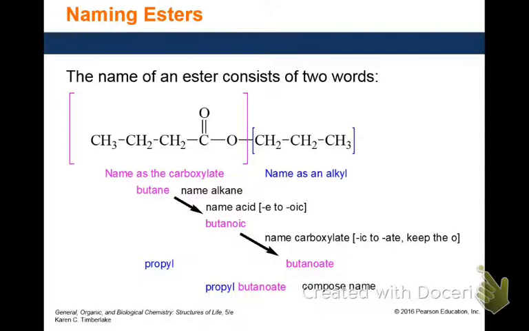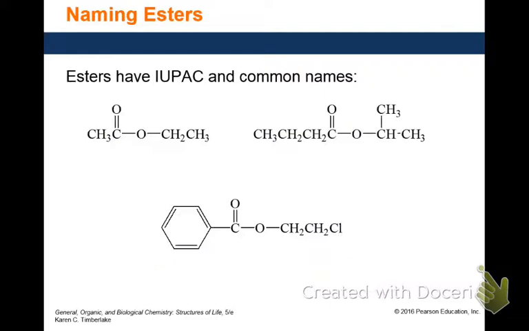Okay, we're going to practice. So I made 3. Did I say common names on here? Oh, I did. Hate that. Okay, so we'll do the IUPAC names first.